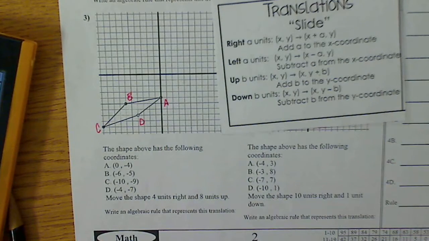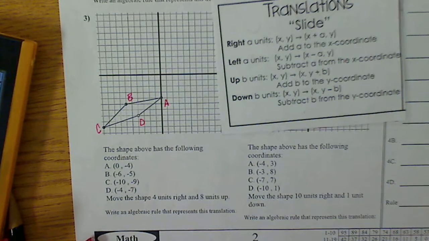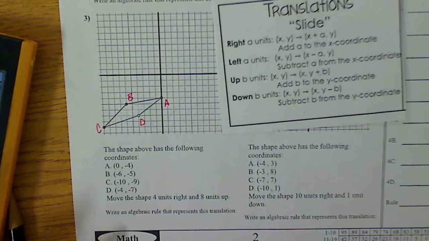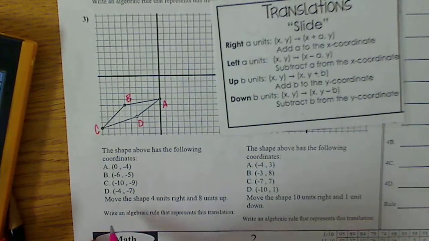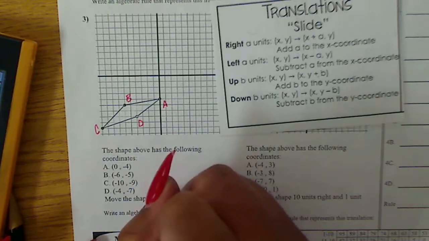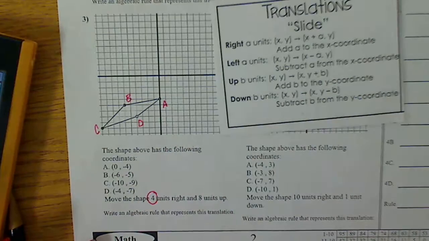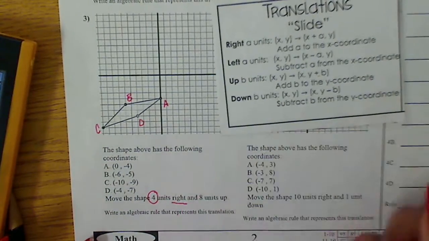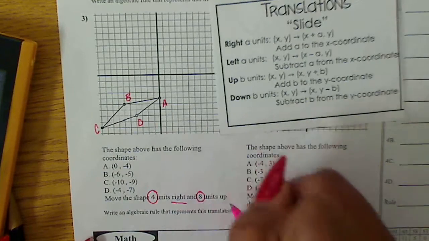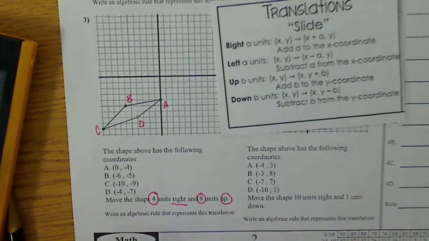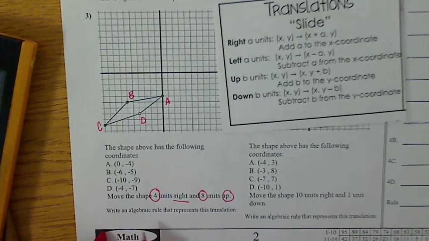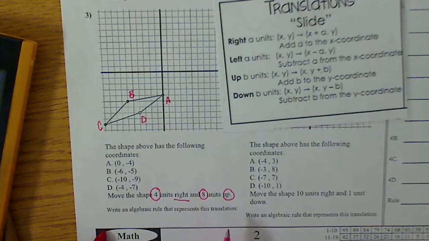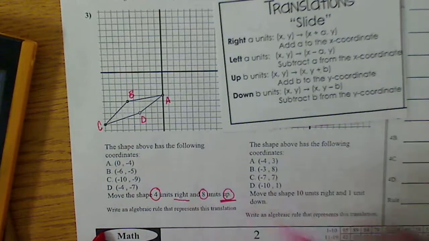And what I need to do with this figure, I'm sorry? Oh, we don't circle any. Okay. We need to move this shape 4 units to the right and 8 units up. So it says write an algebraic rule that represents this translation. Up, I'm sorry. I should have underlined that.